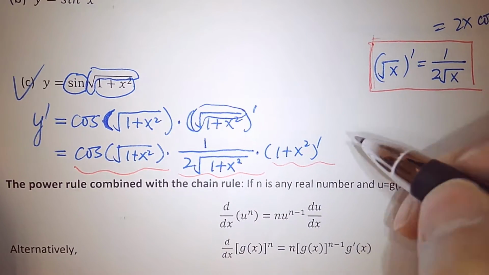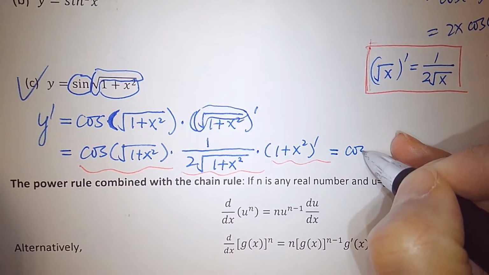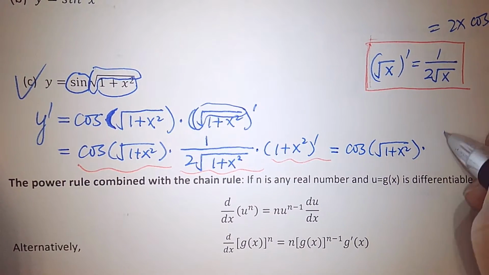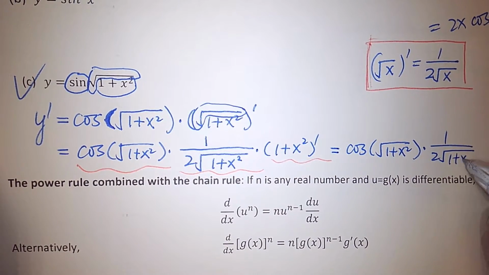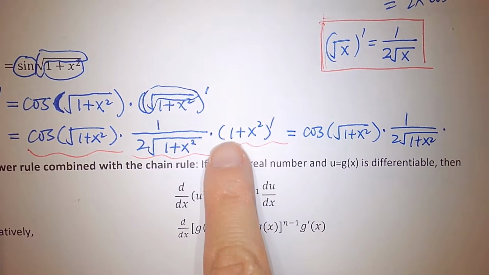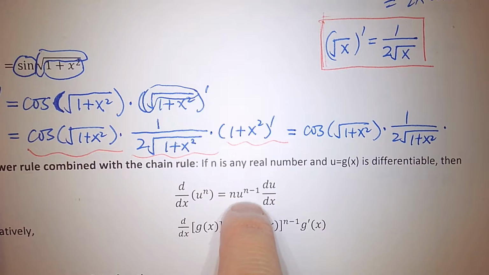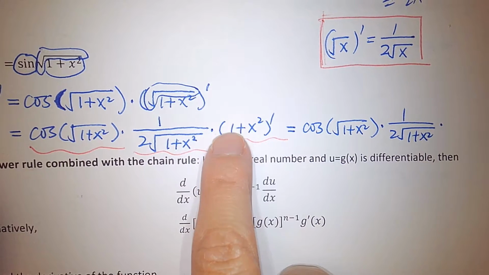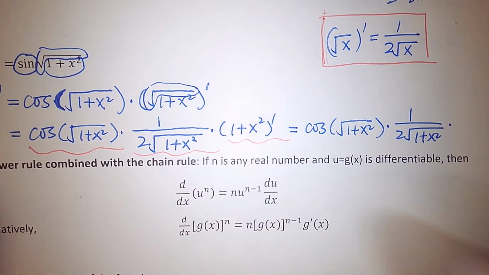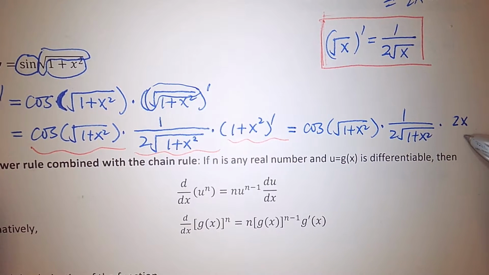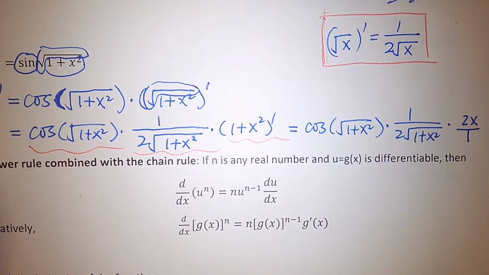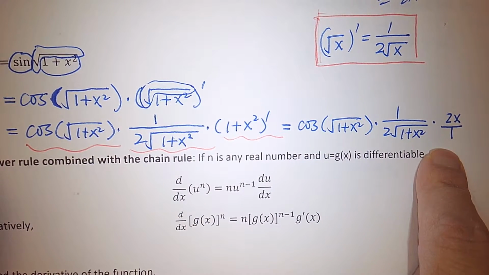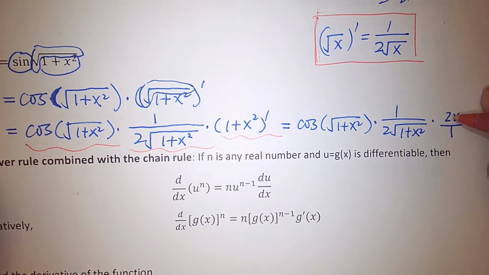But we have one more step. What is that one more step? Cosine of square root of 1 plus x squared times 1 over 2 square root of 1 plus x squared times the derivative of 1 plus x squared with respect to x. What should we have? 2x. Why? Because 1 is a constant, so its derivative is 0. The derivative of x squared is what? 2x. Okay, we can consider this 2x over 1. Can we simplify, everyone? See, 1, 2, 3, 3 factors in the product.